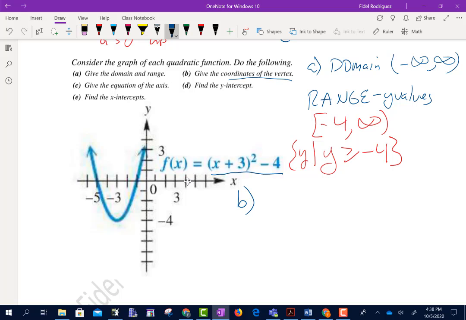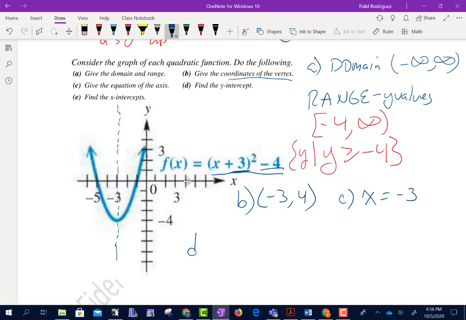Okay, so when I look at my graph here, remember, I'm going to change this value, -3, that one stays the same, +4. Okay. Part C says give the equation of the axis. They're talking about the axis of symmetry. What they mean is the line that cuts the graph in half. If you can see, it cuts it right in half when x is equal to -3.